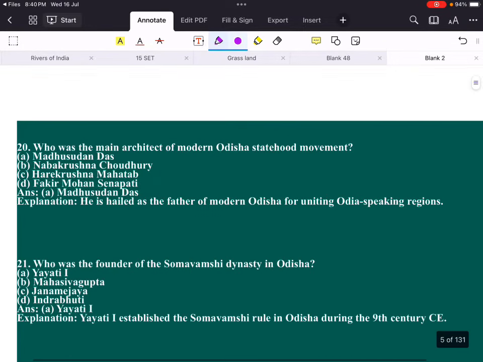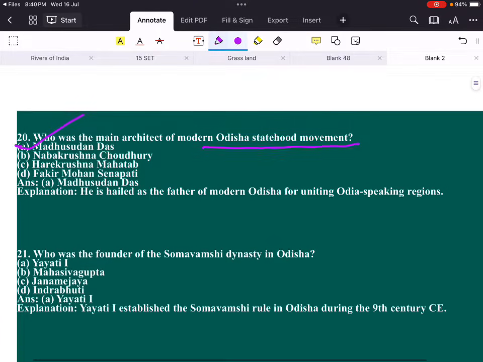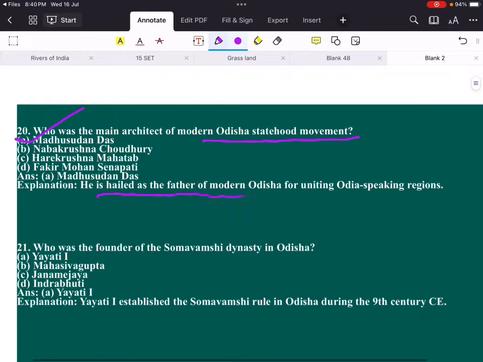Question number 20. Who was the main architect of the modern Odisha statehood movement? That is option A, Madhusudan Das. He is hailed as the father of modern Odisha for uniting the Odia speaking region.